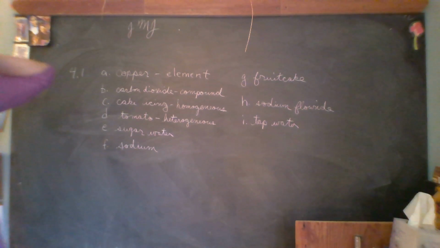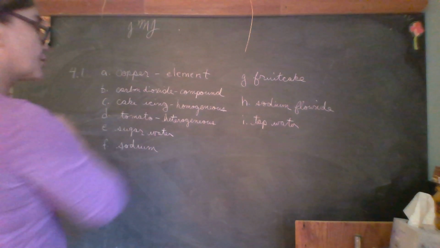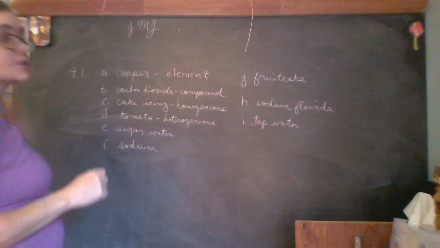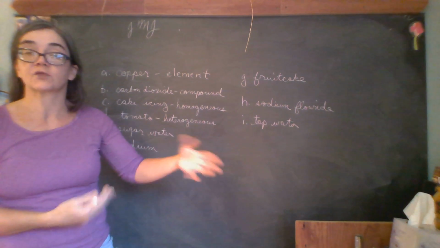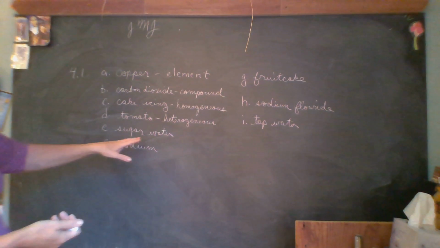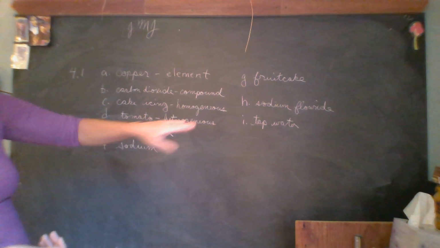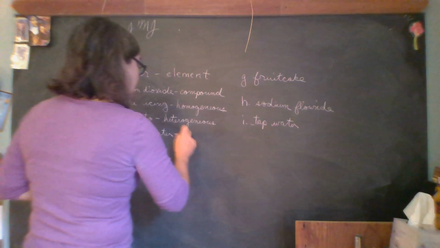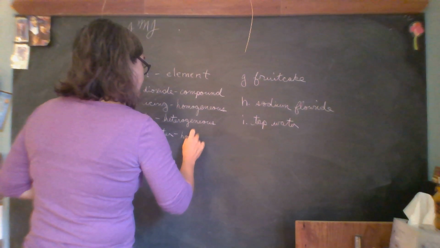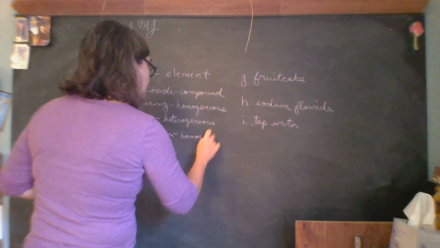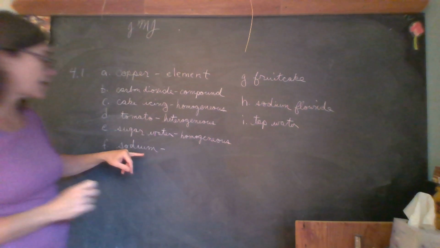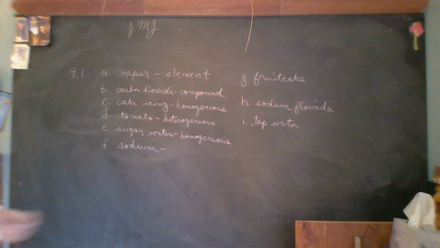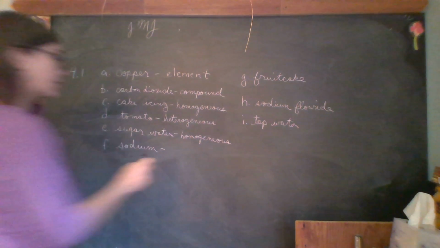Okay. Sugar water. Sugar water is neither an element nor a compound, but since it's sugar water, the sugar is dissolved through the water. That's what we're meant to ascertain from this. So it's the same all the way through. So it'll be a homogeneous mixture. Sodium is Na, an element on the periodic table, so it would be an element.